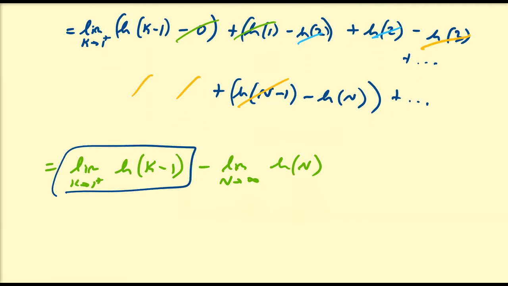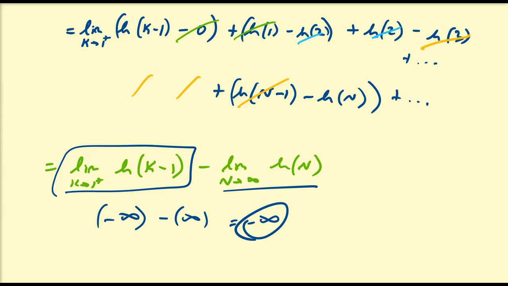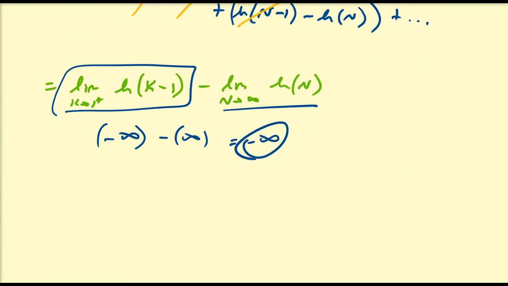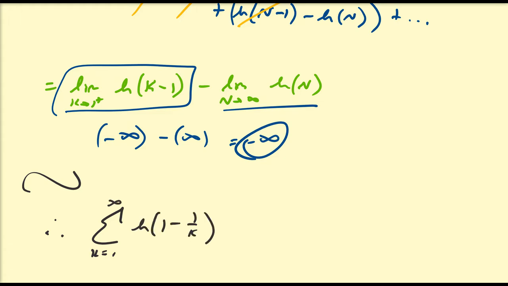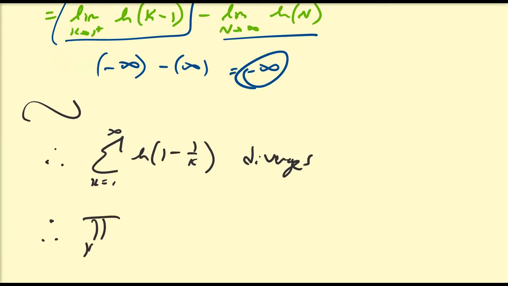As we already know, as the interior of the natural log goes to 0 from the right, this is going to go to negative infinity. As n gets arbitrarily large, the natural log also goes to infinity. So we have negative infinity minus infinity. If we wanted to think of this in terms of the hyperreal numbers, it is a negative infinite quantity. Whether you call it negative infinity or negative to infinity doesn't really matter. Nonetheless, it is a negative infinite quantity. So what does that mean? That means this is definitely not a finite number. So the sum from k equals 1 to infinity of the natural log of 1 minus 1 over k diverges. And by the theorem that we stated earlier, that also means that the sum from k equals 1 to infinity of 1 minus 1 over k also diverges.